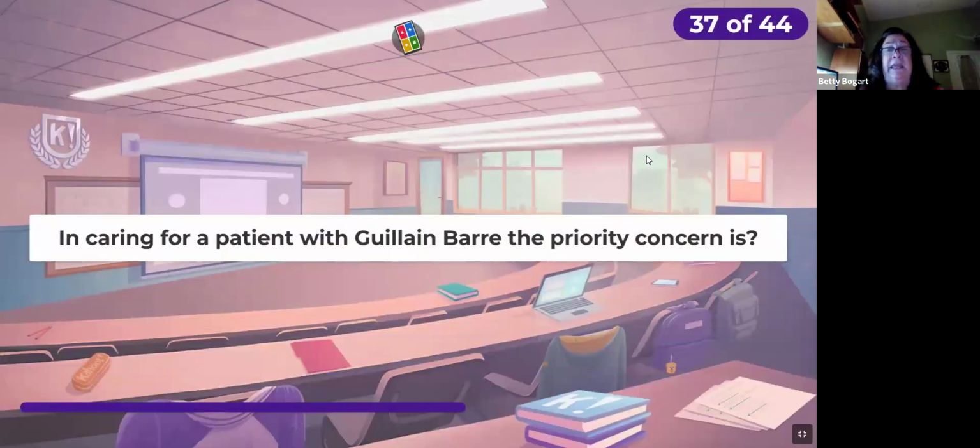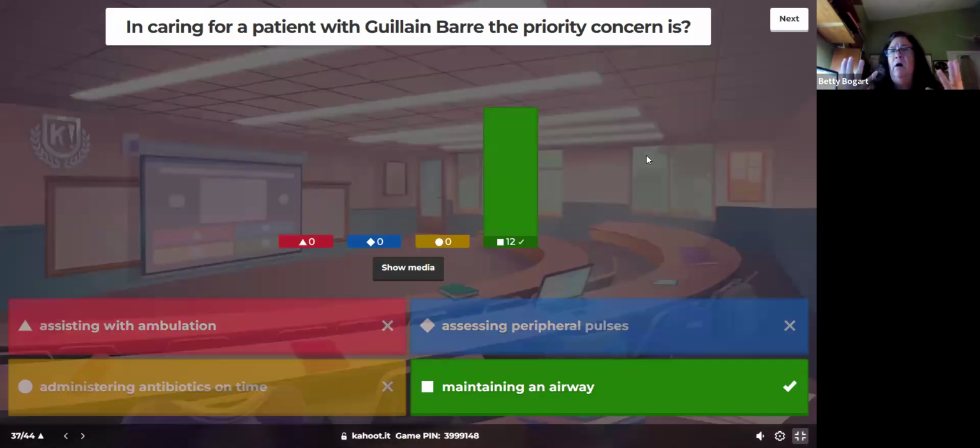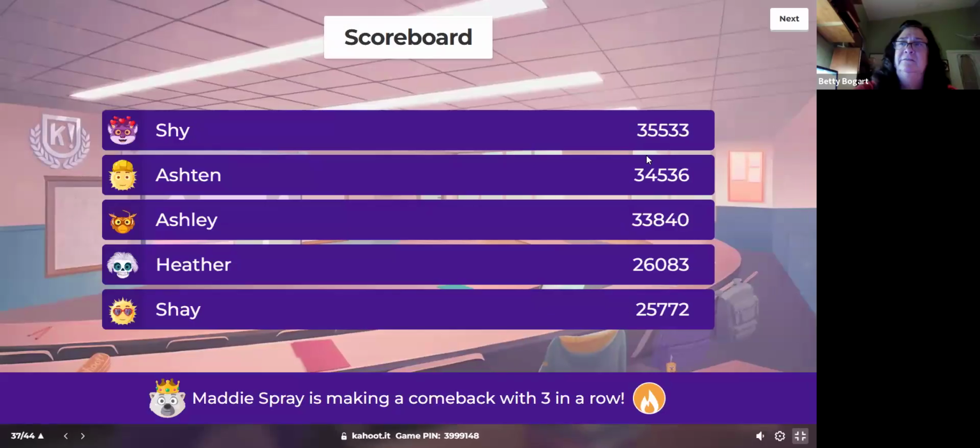In caring for a patient with Guillain-Barré, the priority concern is, well, we know Guillain-Barré is an ascending decrease in the nerves, neuritis, stop working. So our biggest concern is as it goes upwards, it hits the diaphragm, the phrenic nerve, and you stop breathing. Big thing is keeping the airway open. Minimum, this child needs to be on an O2 sat monitor, monitoring them closely.